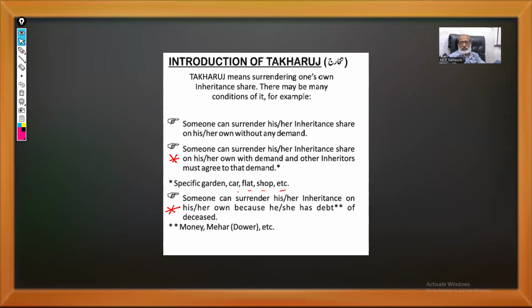But in that case, the law is that if this is the deceased person and 1, 2, 3, 4, 5 are the 5 heirs, and this heir says, I want the car of the father, and if 2, 3, 4, and 5, all heirs agree, then this can be executed.